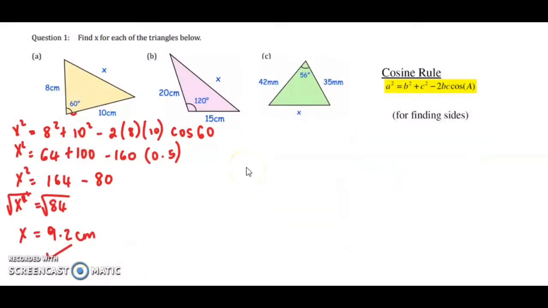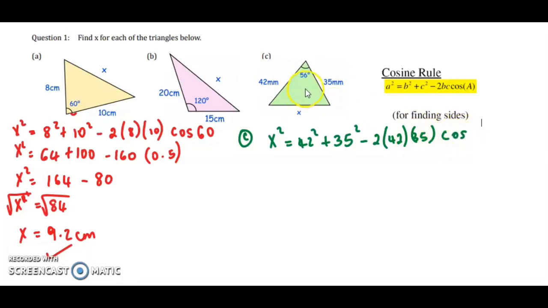We are now going to work on C, and we're still looking for the missing side x, so we're going to substitute that information into the formula. So we're looking at C. So we have here x squared is equal to 42 squared plus 35 squared minus 2. In bracket, we're going to have 42 times 35, and we're going to have cos, identify your angle, the angle is 56 degrees. So we have cos 56.